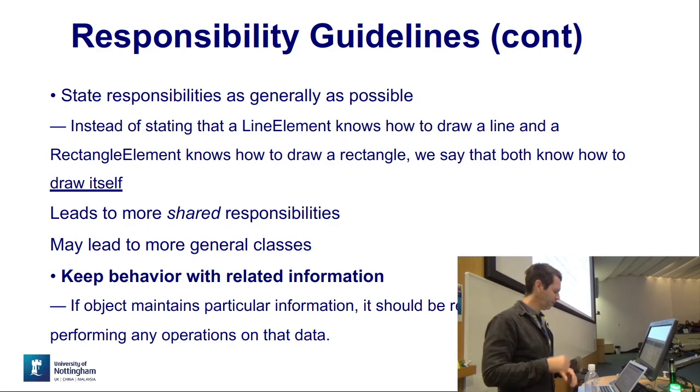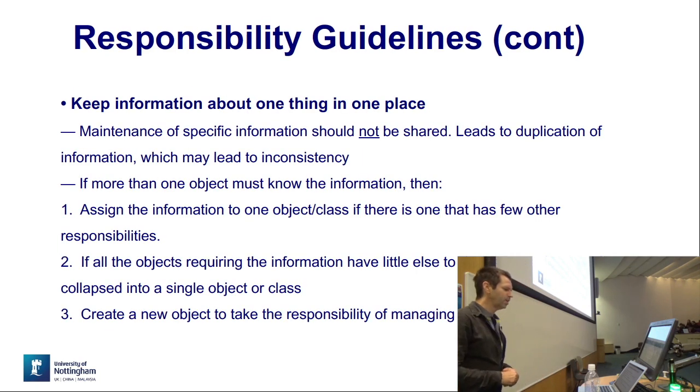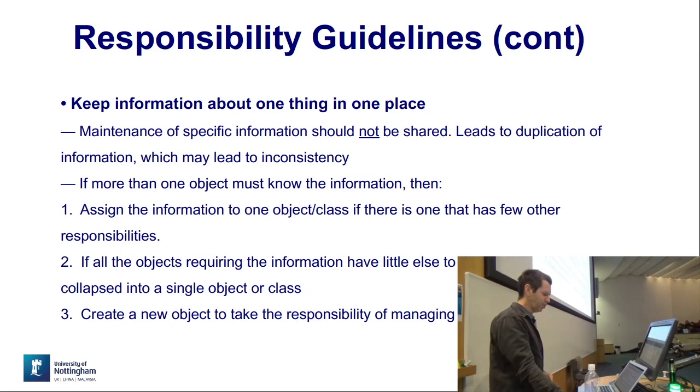If an object maintains particular information, it should be responsible for performing any operations on the data. Keeping information about one thing in one place. Maintenance of specific information should not be shared. So this leads to what we mentioned before, duplicate information and inconsistency.